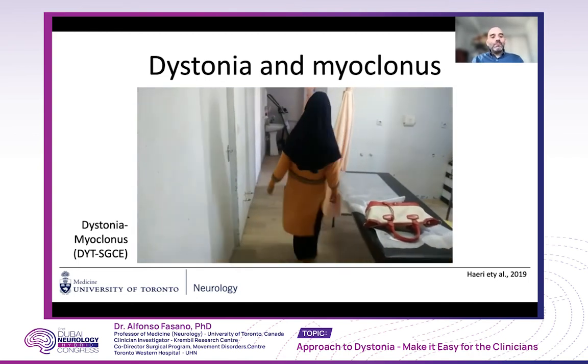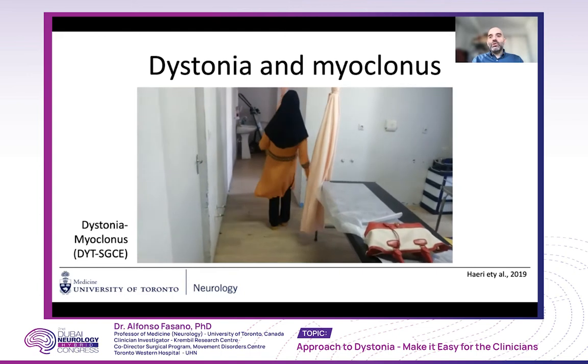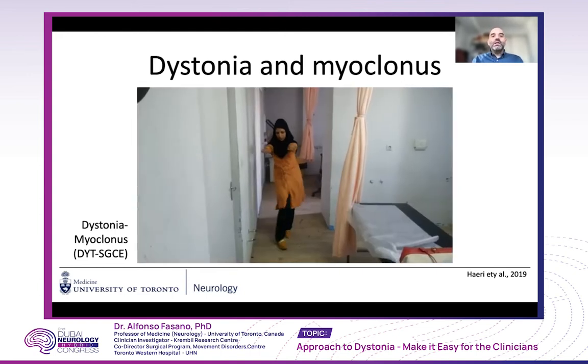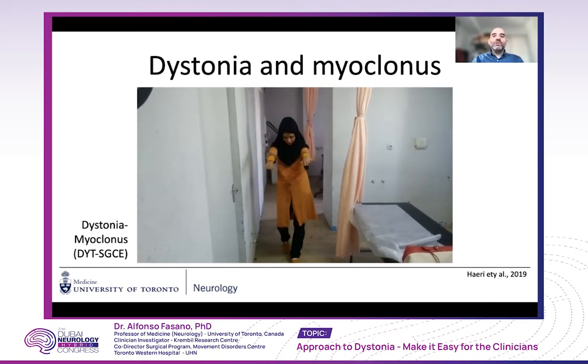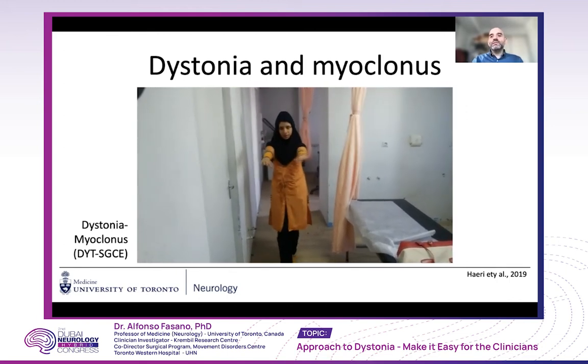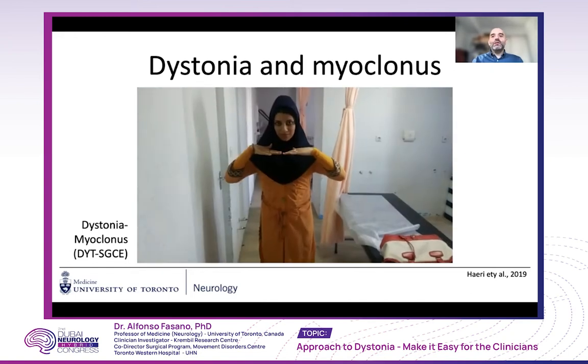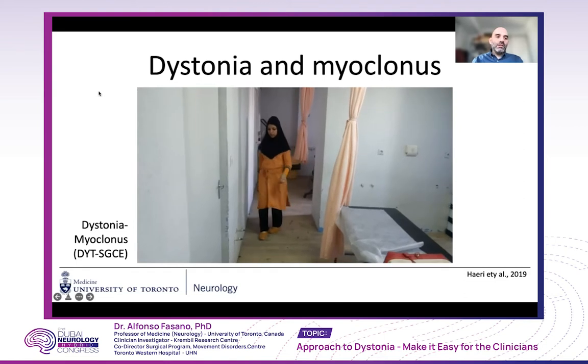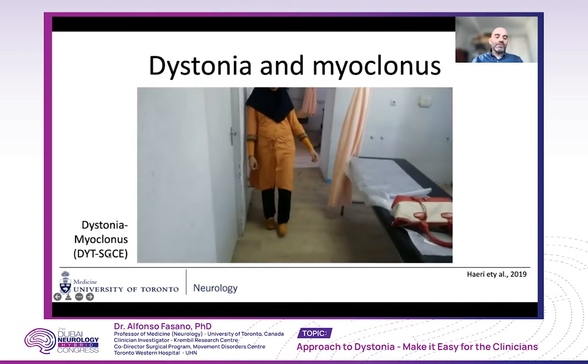So mind you that other genes can cause something similar to this, including the gene causing DYT1, but we tend to no longer call this dystonia myoclonus, we call it myoclonic dystonia, just to make the difference with dystonia myoclonus, which tends to be caused by the epsilon sarcoglycan gene.